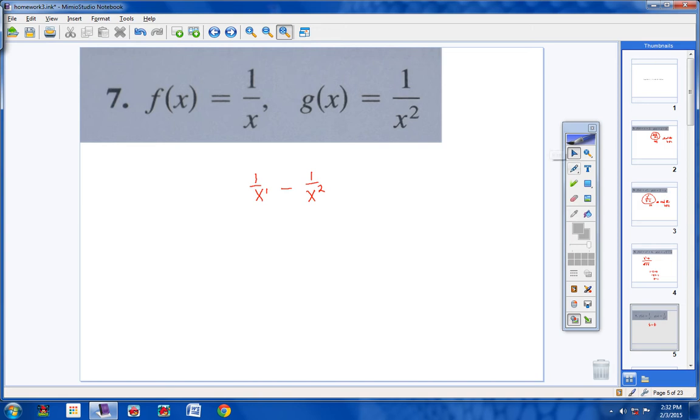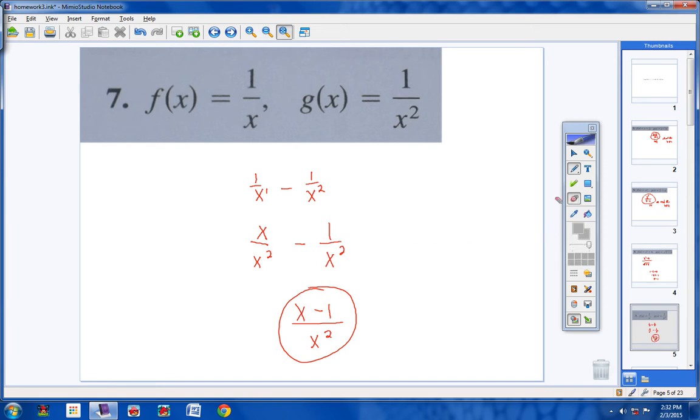The common denominator is going to stay the same, x squared and x squared. Now, how many more x's do I have here compared to this? 1, and 1 times x is x. How many extra x's do I have here compared to this? None. Bring your 1 down. So now you subtract your two fractions, x minus 1 over x squared. Okay, so that's what you get when you subtract the two functions.